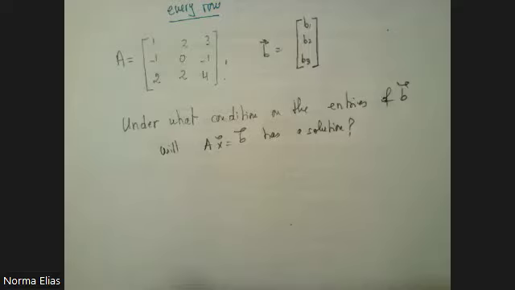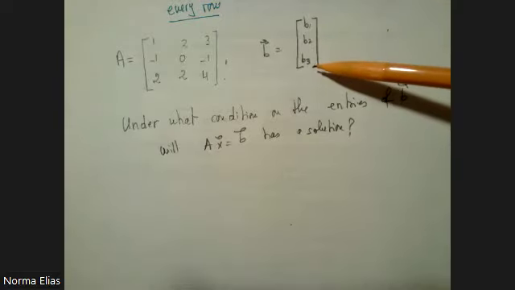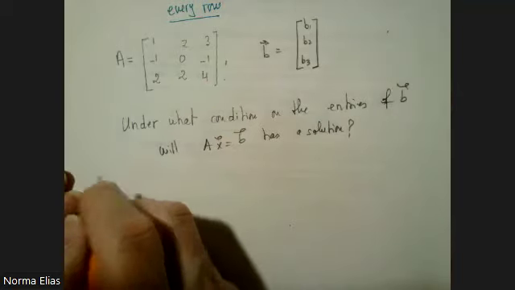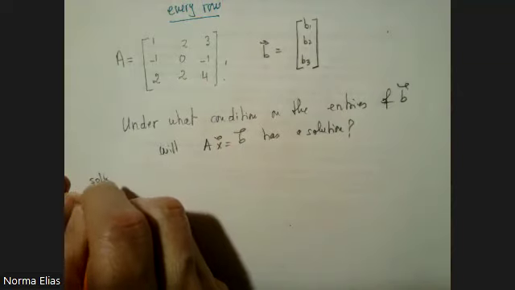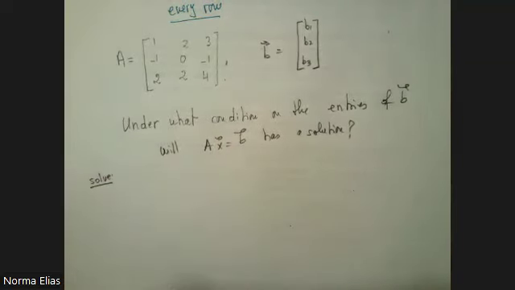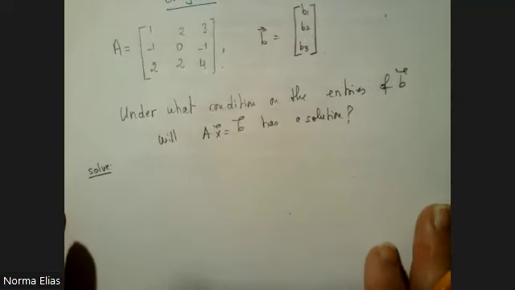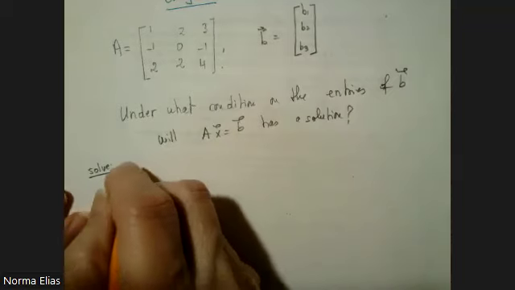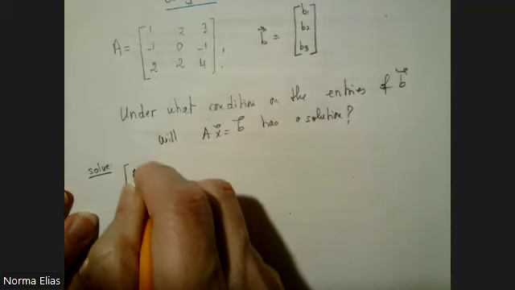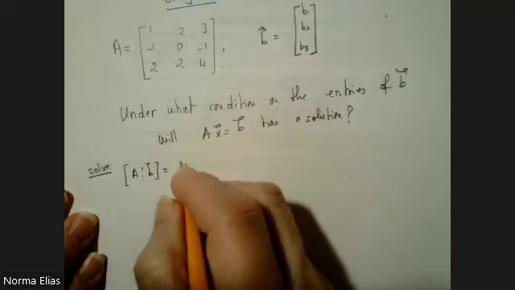It means what should B1, B2, B3 satisfy for the system to have a solution? All right, the only way we can answer this question is we have to solve. And then ask ourselves, okay, what's really going on? Can I solve for every B, or are there conditions that we have to have? Okay, so we solve. So we set up A, B, and we solve.